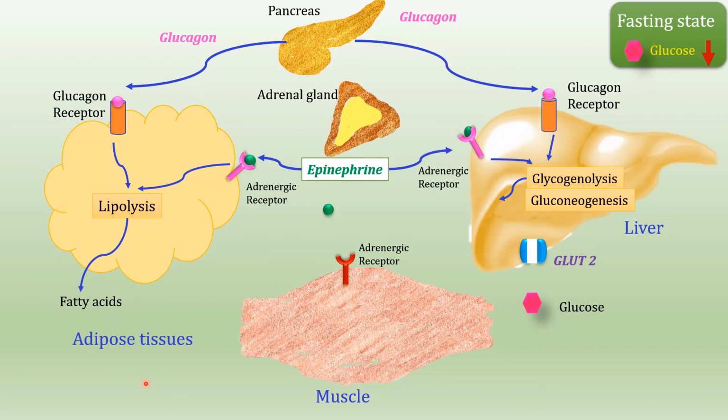Now, what is the action of epinephrine on muscle? The muscle is unresponsive or insensitive to the action of glucagon. Only epinephrine causes glycogenolysis in the muscle. These adrenergic receptors are responsive to epinephrine. The hormone binds to the receptors, which get activated, and it causes glycogenolysis.